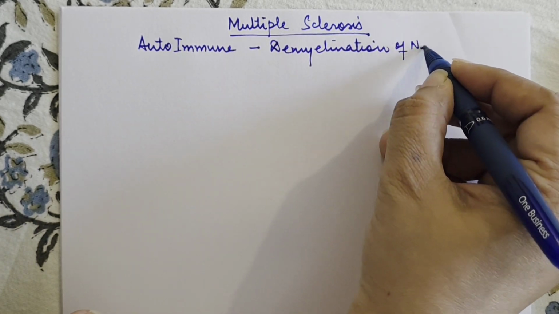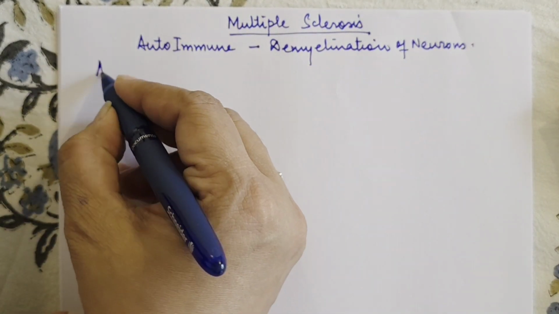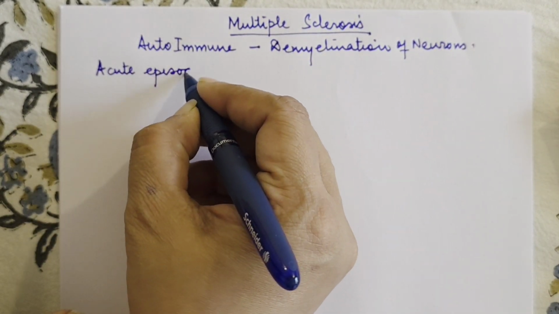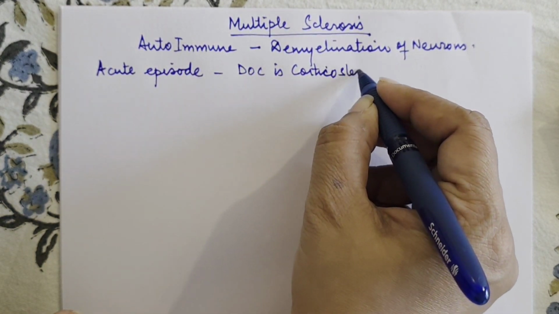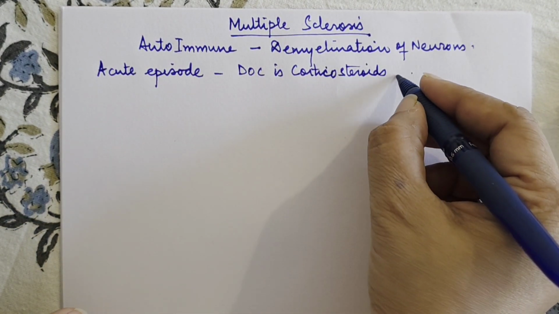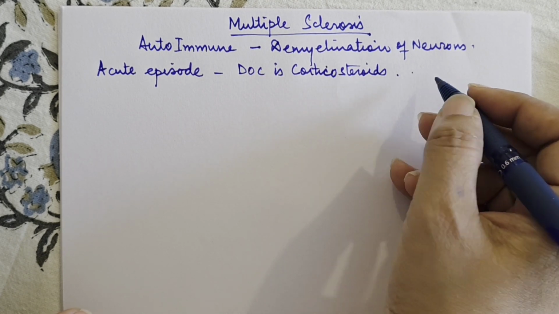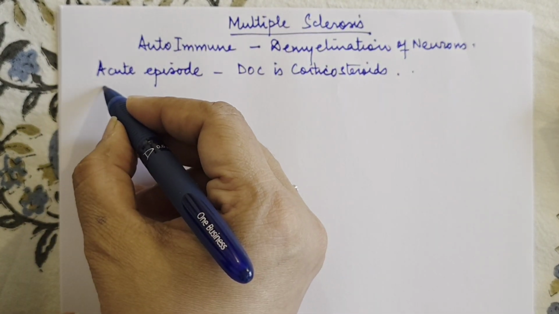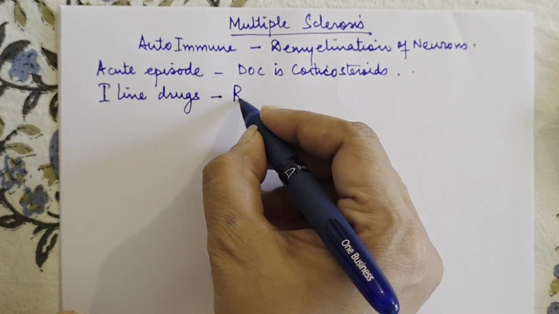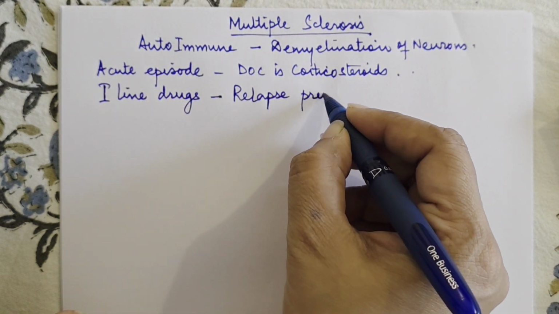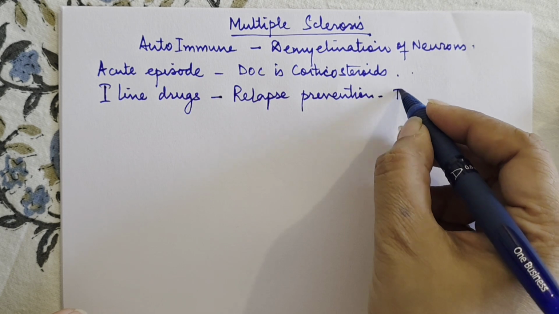Now multiple sclerosis is important because they ask many questions on this. So in an acute episode of multiple sclerosis, the drug of choice is corticosteroids. You have to give steroids for that and it hastens the recovery, but the extent of recovery remains unchanged, and long-term treatment with steroids gives no benefit. Now first line drugs for multiple sclerosis for relapse prevention are interferons.